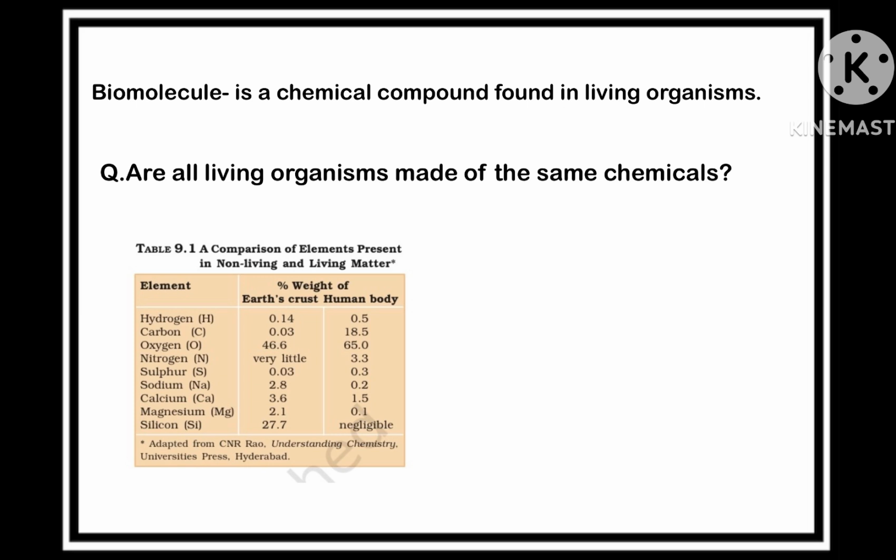Also, there is a table given in your NCERT of composition of earth crust and human body, which you don't need to remember, but you just need to know the higher percentage series of elements in the human body, which is oxygen 65, and then carbon, which is 18.5, nitrogen, which is 3.3, calcium, which is 1.5.